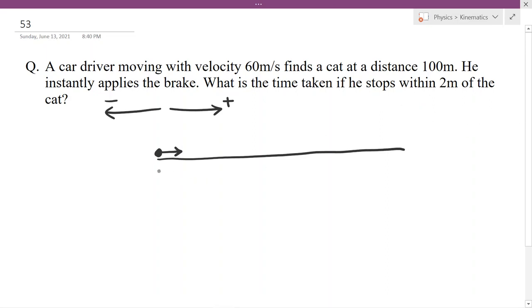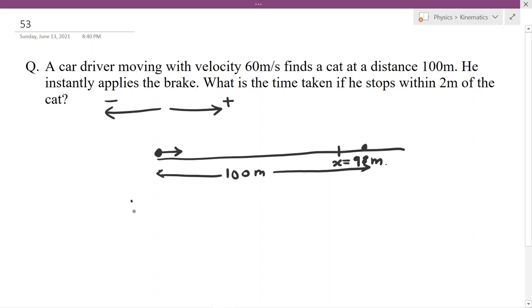Now let's do this problem. He finds a cat at, let's say, 100 meter distance from here. Let's say the cat is here, 100 meter. He applies the brake at that instant. What is the time taken if he stops within 2 meter of the cat? Within 2 meter means this x coordinate is 98 meter. So in 98 meter he has to stop his car.